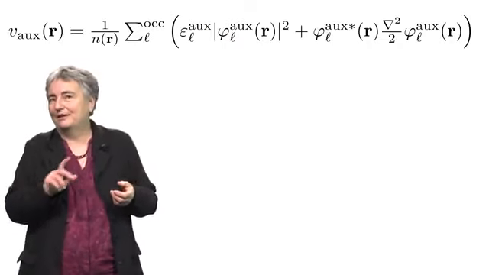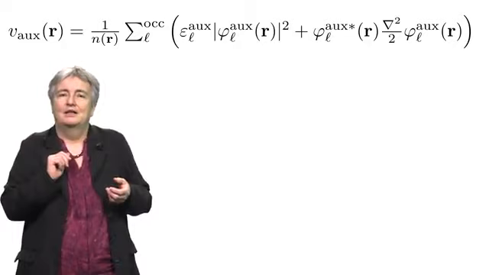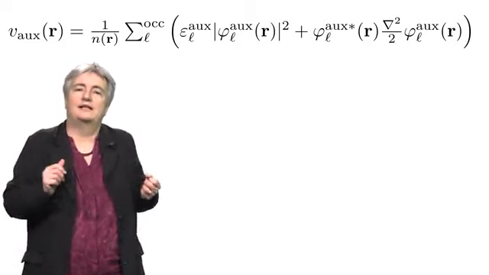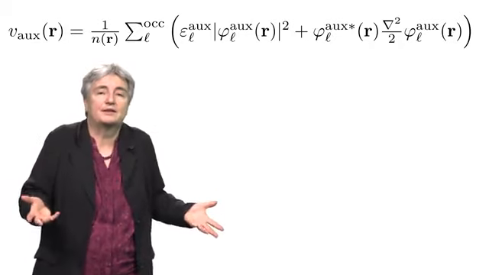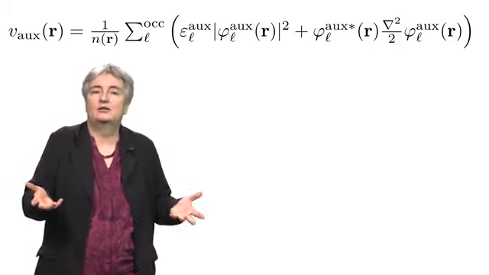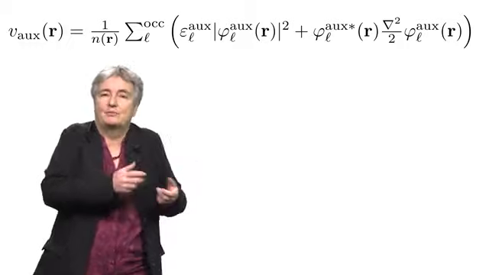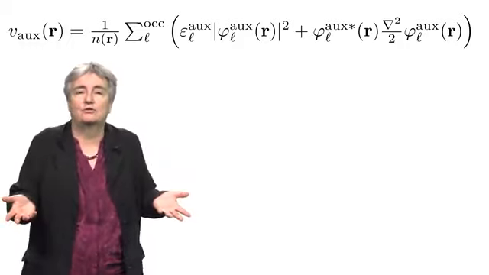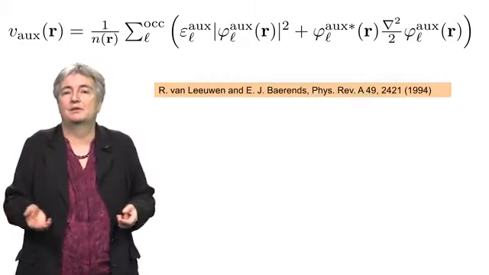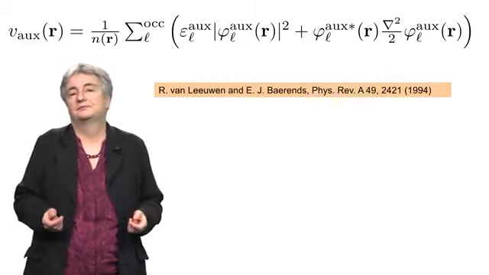As an outlook, you might be interested in the fact that people sometimes do have the exact density, for example, from a quantum Monte Carlo calculation for simple systems. And they determine the corresponding auxiliary potential, for example, with an algorithm like the one I have just shown you. You can look at this example in the reference if you're interested.